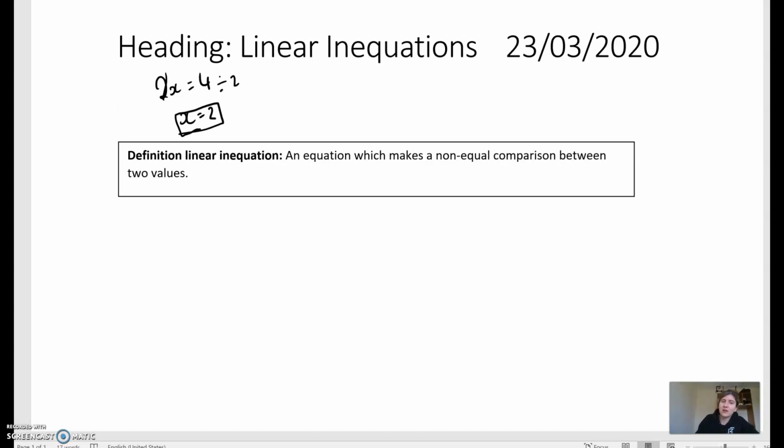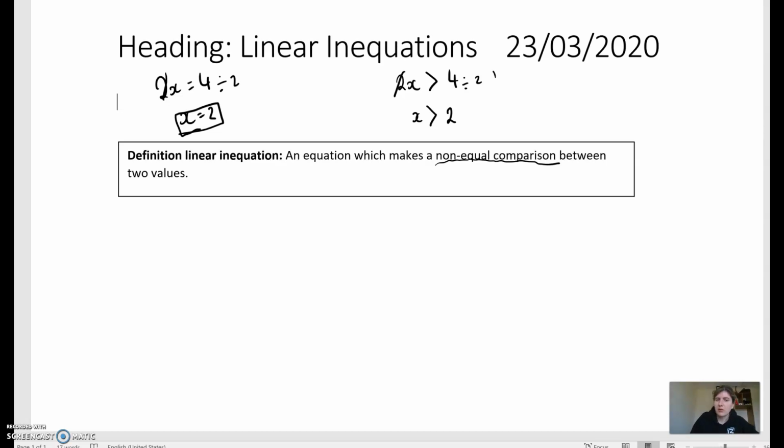An inequation, it's a bit of a clunky definition, is an equation that makes a non-equal comparison between two values. For example, if we said that 2x is greater than 4, that means x would have to be greater. Again, divide by 2, cancel that out, same steps as solving an equation for the most part. There is a bit of a trick later on. So 4 divided by 2 gives you 2, so x is greater than 2.